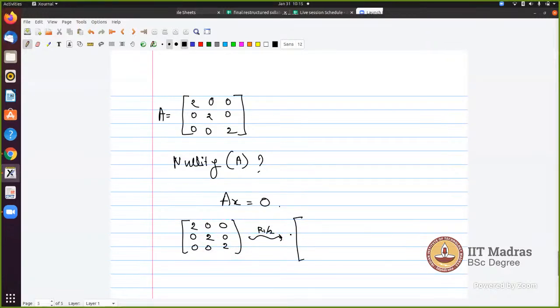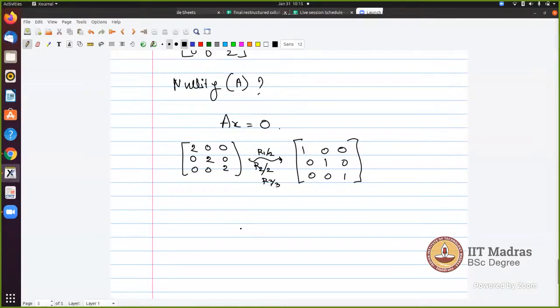So basically I have to divide all these rows by 2. So this will give me an identity matrix. Okay. So the solution is x1 is 0, x2 is also 0, and x3 is also 0. So 0, 0, 0 are dependent variables. Everything is a dependent variable, so no independent variable is there.